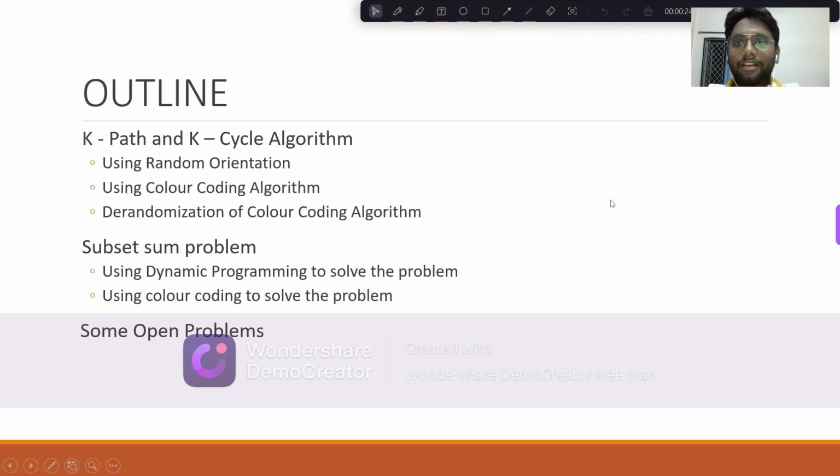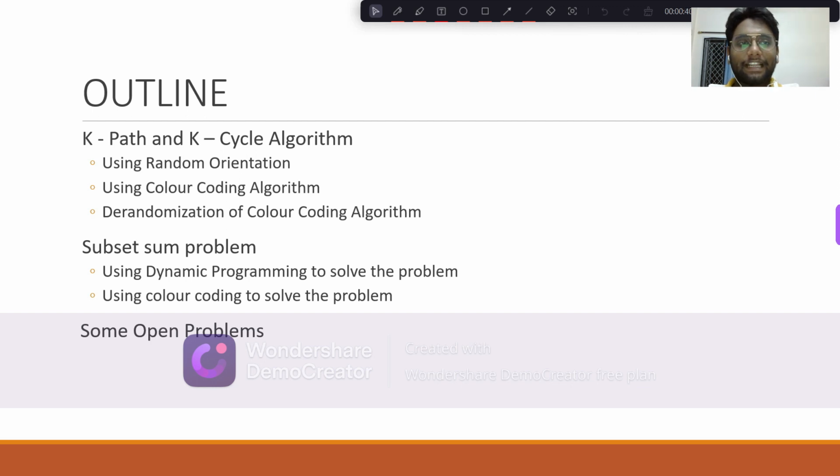So the outline of today's presentation is: I'll be talking about the k-path and k-cycle algorithm, and then I'll move to the subset sum problem, and then I'll go through some of the open problems which I found while researching these papers.